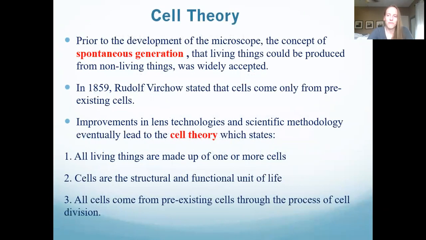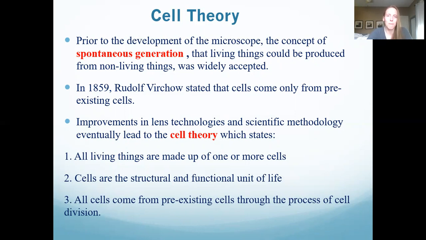Before the microscope existed, people believed in something called spontaneous generation, which is this idea that living things could just spontaneously come from non-living things. That is now completely disproven, but that was very widely accepted in its time. Rudolf Virchow was the first person to say that cells can only come from pre-existing cells, not from non-living things.